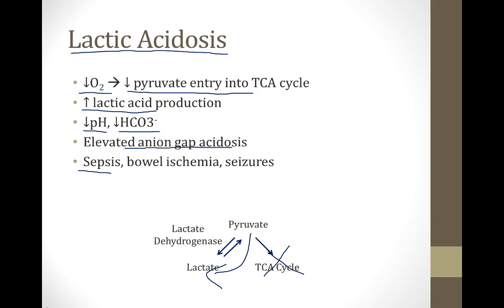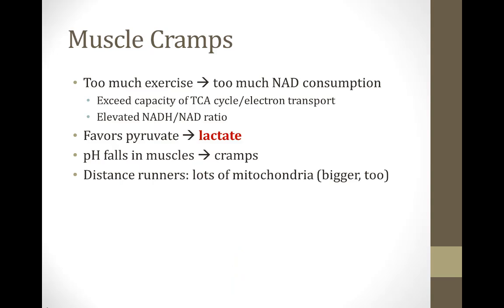You can see it in sepsis, in bowel ischemia. Patients who have seizures can contract their muscles so vigorously that they deplete the oxygen supply in the muscles and therefore they begin producing lactic acid in order to regenerate that NAD. And this is all related to what I showed you on the previous slide, the need of the cell to regenerate NAD for glycolysis. Another clinical correlation of the need to regenerate NAD is muscle cramps.